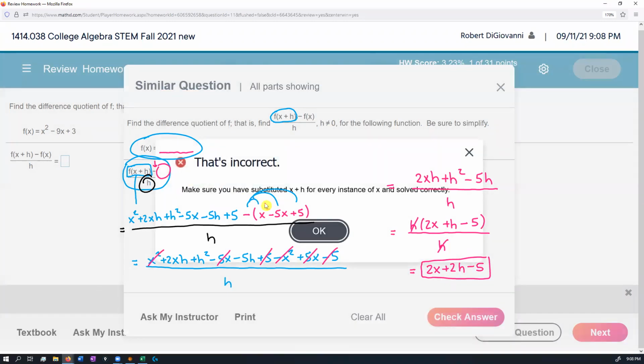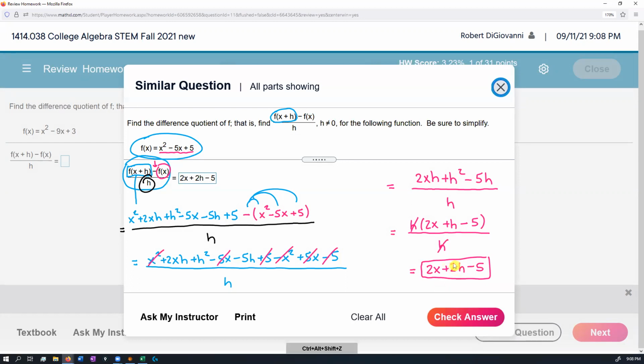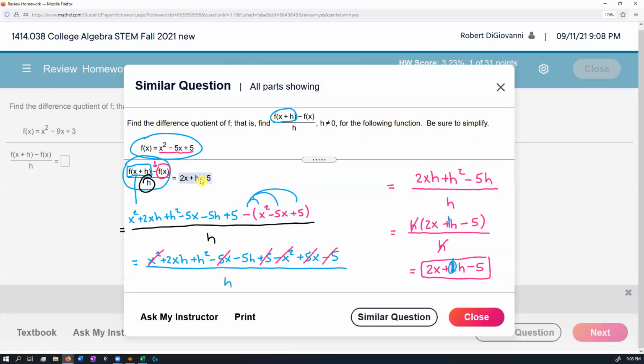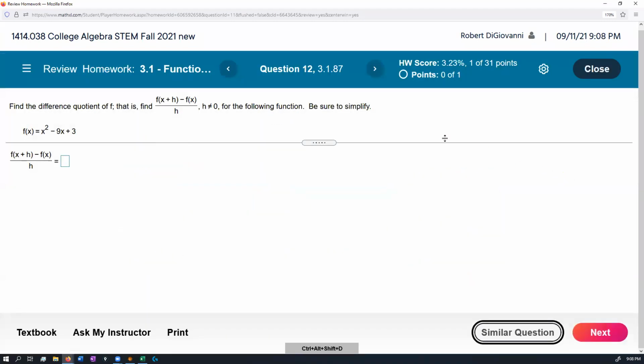Oh no, what did I do? Oh, sorry, that's not a 2 there. I'm glad I caught that quick. Right here, remember that was a 1, so that should just be h, not 2h. Okay. All right, so I'm done with that one. Close it, clear it, and next question.